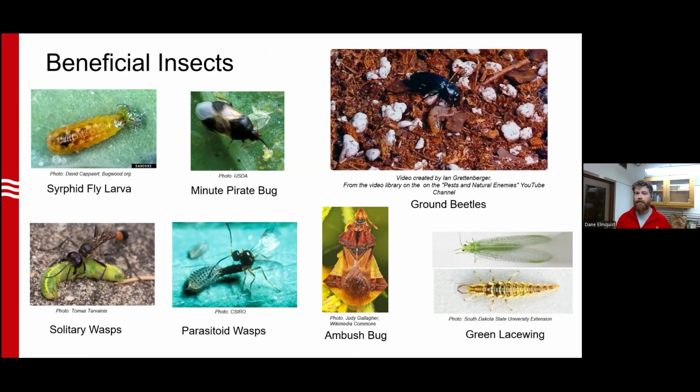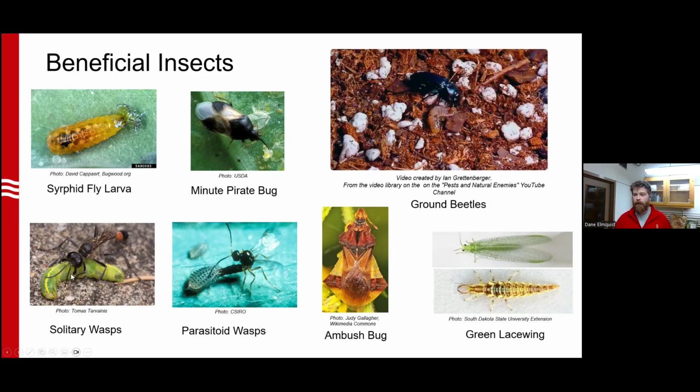Some of the predators or natural enemies that provide biocontrol that you might encounter are shown here. Quickly, just walk through some of these. So syrphid fly larvae, also known as hoverfly larvae, very voracious natural enemies. Minute pirate bugs, as their name implies, they're very, very small, but again, a really great sign to see these guys in our fields. Solitary wasps are also excellent natural enemies.